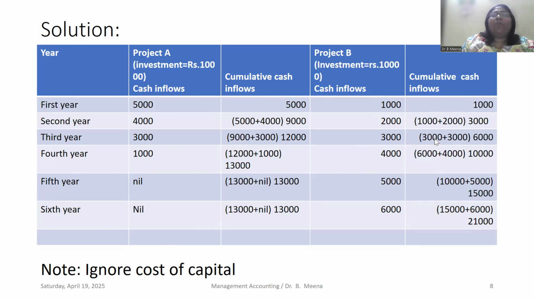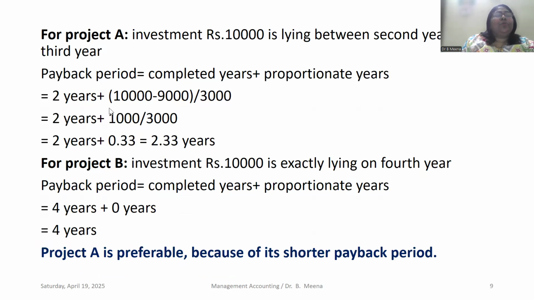Likewise, in the project B column, I get exactly 10,000 in the fourth year. Just look at the next slide. So 2 years plus 1,000 divided by 3,000, I said, is 0.33. So 2.33 years is the payback period for project A. In the case of project B, the exact 10,000 investment lies on the fourth year. So 4 years is the payback period for project B. So project A is preferable because of its shorter payback period.